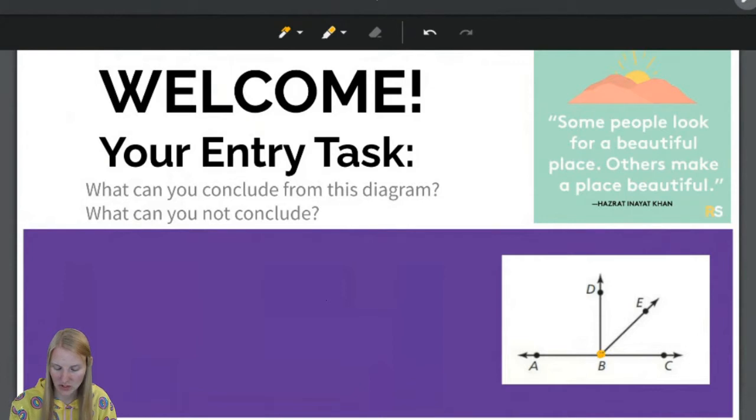So, these rays intersect this line at point B. I know that. Not much more. I mean, A, B, and C are collinear. Because this is a line, I can tell that they're collinear. What more can I say? Well, let's take a look.